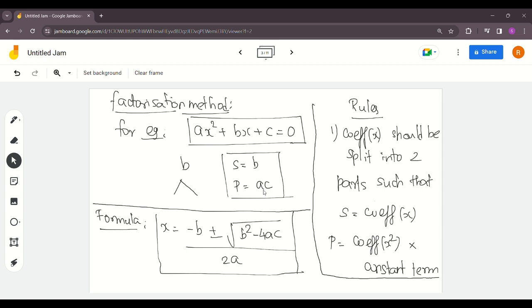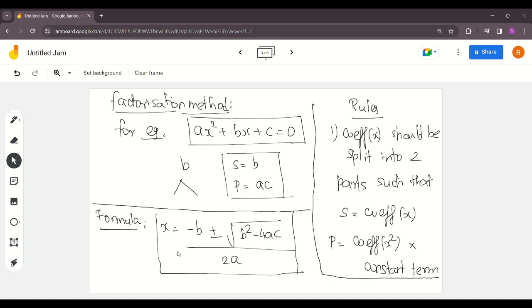We already saw one example related to factorization in polynomials, so you can refer to the polynomials chapter to understand this method. Next we are going to see how the formula method works. There is this given formula, x is equal to minus b plus or minus root of b square minus 4ac, whole divided by 2a. In fact, from this formula only the solutions alpha and beta are derived.